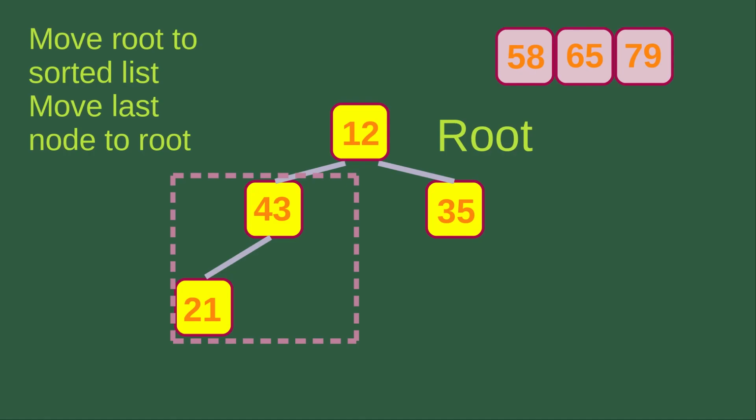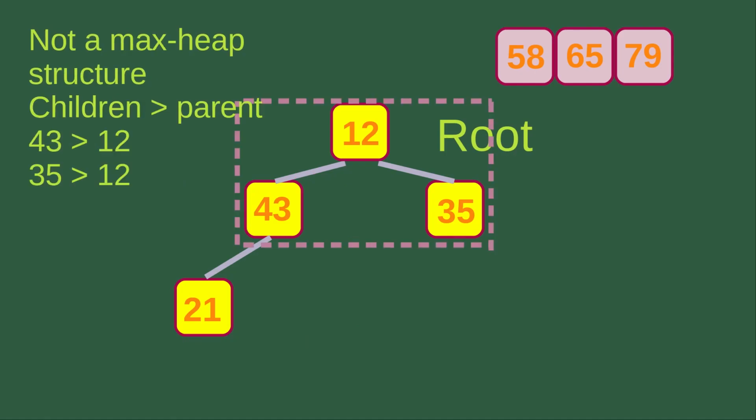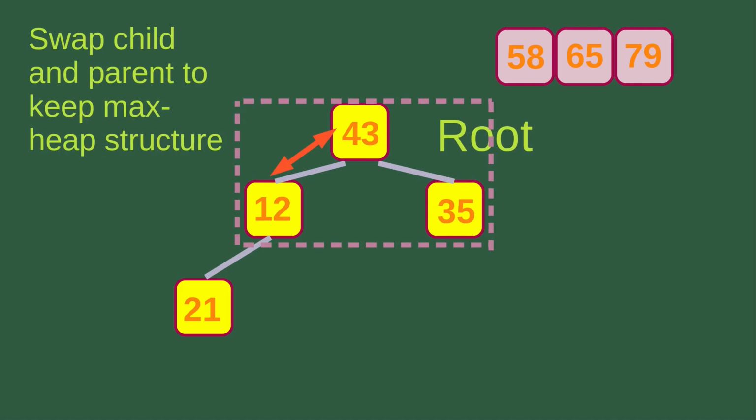And then we put the final element from the original max heap structure to the root position. And then we check the max heap structure again for the very top subtree first. It is not a max heap structure because the parent can be smaller than the children. So now 43 is larger than 12, and at the same time 35 is also larger than 12. When we do the swapping in this way by swapping 12 and 43, we can again maintain the max heap structure so that the parent is always larger than both children.